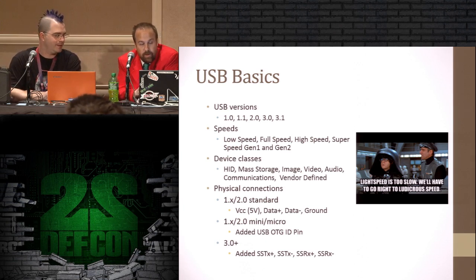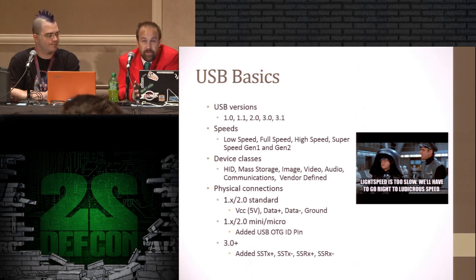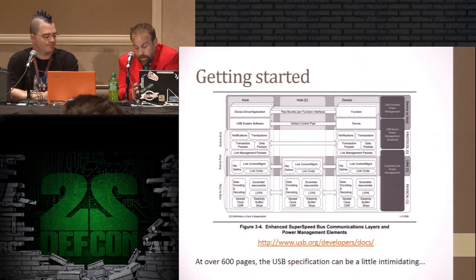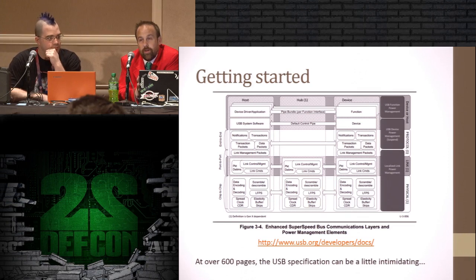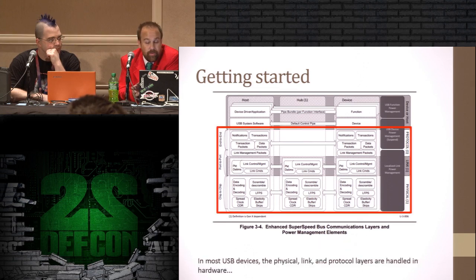If you look at the actual protocol and the specification, it's around 600 pages long, and it's pretty detailed. It's good to look through if you have a lot of time, a lot of coffee, and want to get into some of the really low-level details. But these bottom layers, like the physical link and protocol layers, are primarily handled in hardware, like in all the major devices. So it's possible to find vulnerabilities in these, but it's kind of hard, and it can possibly require expensive equipment.